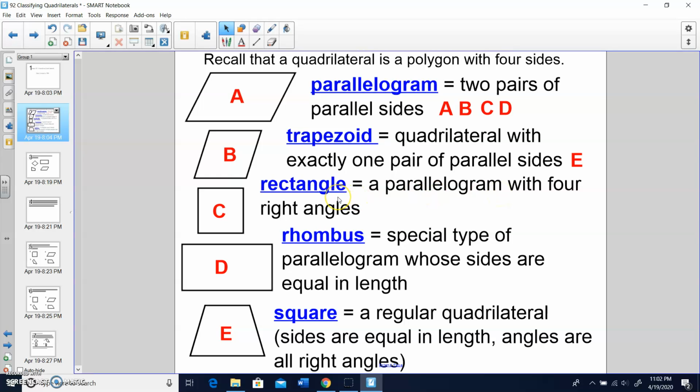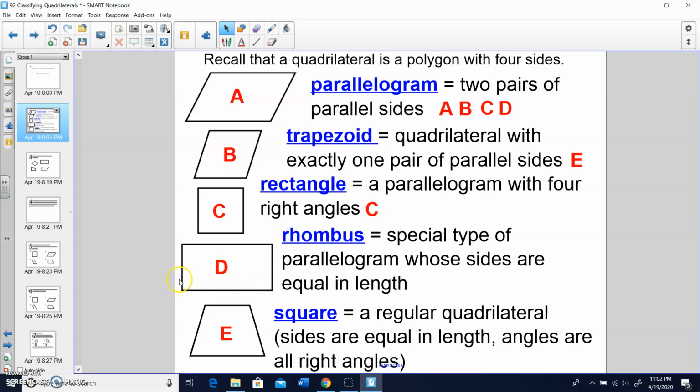Okay, moving on to rectangle. Now, I think you're pretty familiar with what a rectangle looks like, but the definition of a rectangle would be a parallelogram with four right angles. So if you look at the angles of all of these figures, if they have right angles, then they are considered a rectangle. Remember, a right angle makes those squares. So does A have right angles? No. Does B have right angles? No. Does C have right angles? Yes. If you look carefully at all four of these corners, we see a right angle. So C is considered a rectangle because it has four right angles.